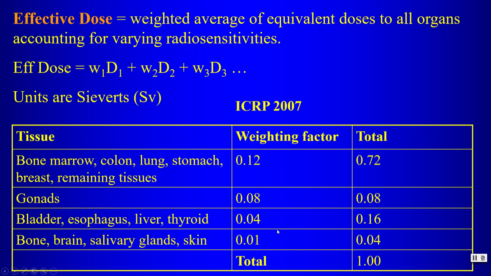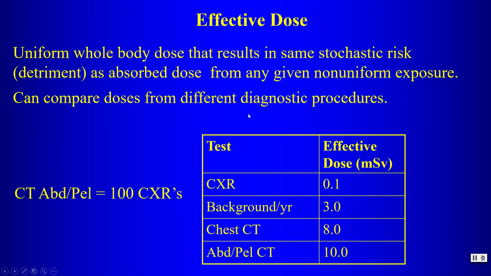So there has to be a way of accounting for that. And this is accounted for using effective dose, where we apply this weighting depending on the radiosensitivities of the particular organs that are exposed to the radiation. So the effective dose is the uniform whole body dose that results in the same stochastic risk, or the same detriment, or the same radiation risk as the absorbed dose from any given non-uniform exposure.